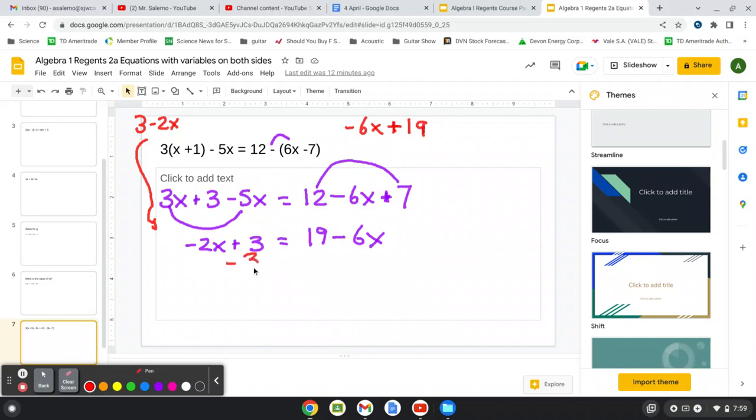So let's minus the 3 on both sides. That'll cancel. We have a negative 2x down there. Remember, whatever you do to one side, you do to the other. So we have a 16 minus 6x.